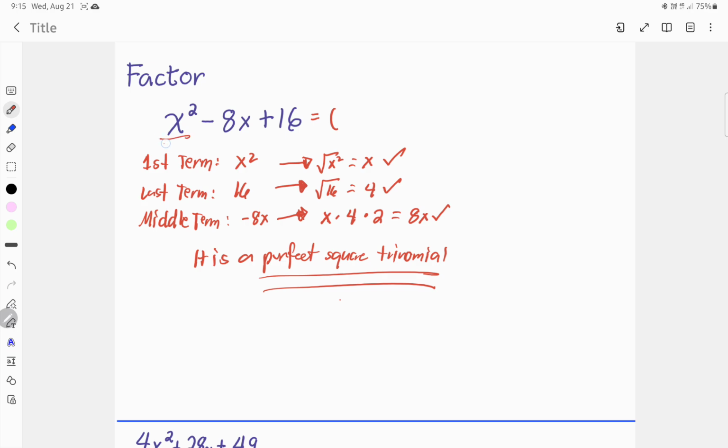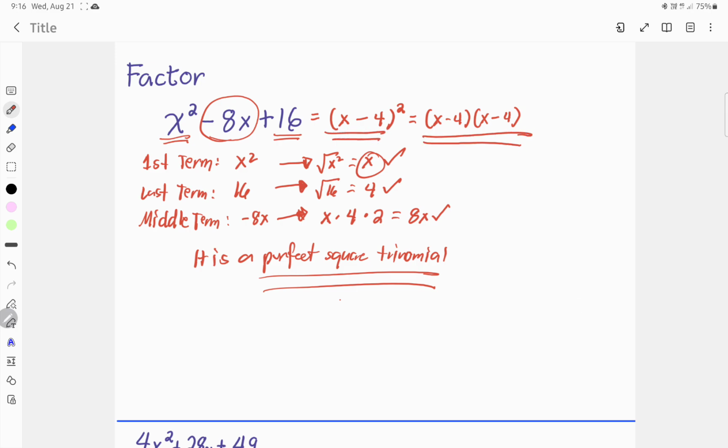So once again, get the square root of this one, which is x. And then what's the square root of this one, which is 4. And then the sign of the middle term, minus. So this would be the answer. It's the square of x minus 4. Or you can expand that to x minus 4 times x minus 4. So this is now the factor. It's either of these two are your answers.